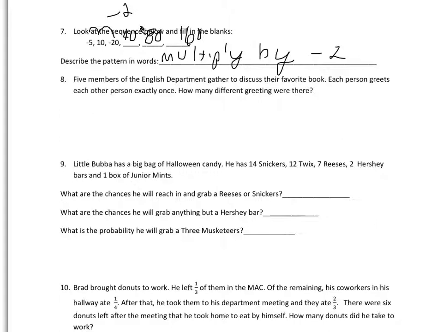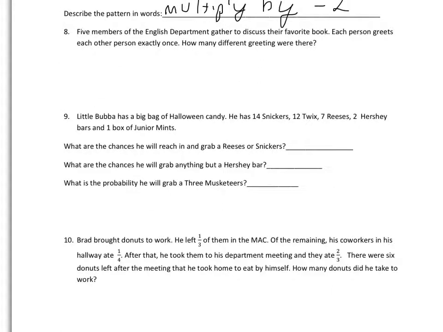Okay, so number 8, we're looking at this. It's about the 5 members of the English faculty gathered to discuss their favorite book. Each person greets each other person exactly once. How many different greetings were there? So I'm going to draw this out a little bit. We got 1, 2, 3, 4, 5. So everyone greets everyone once.